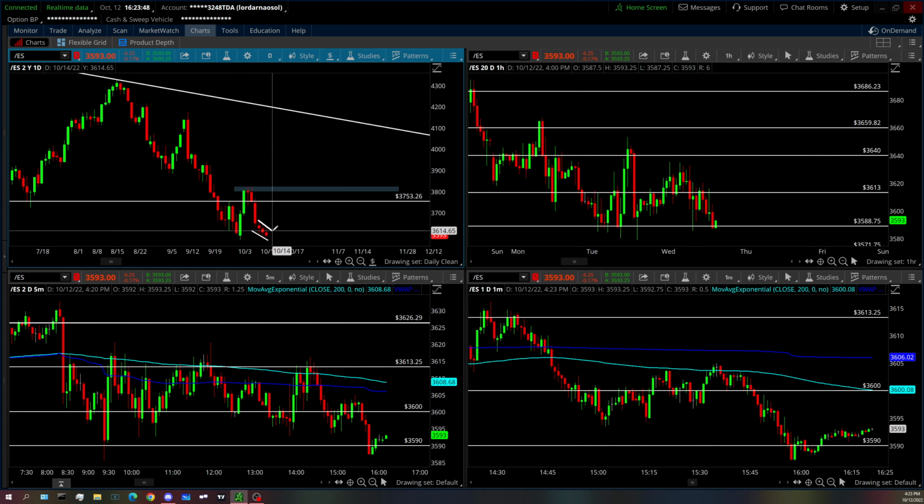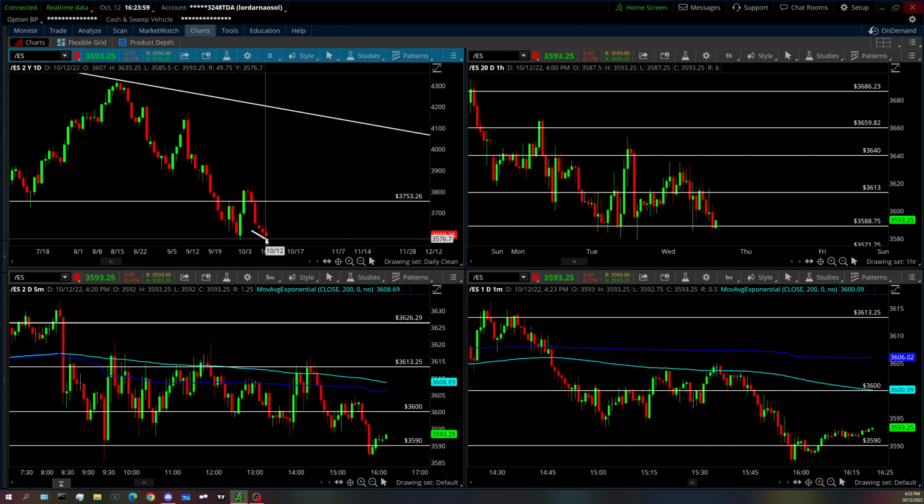We may not. We may fail this falling wedge and come tanking and finally hit capitulation. But the broader picture will kind of save you from making a mistake and being either too bearish or too bullish.